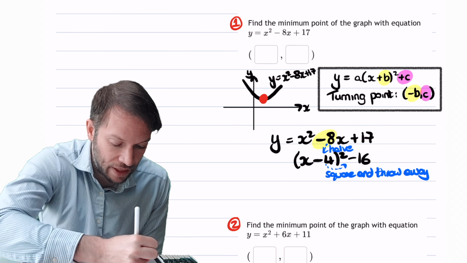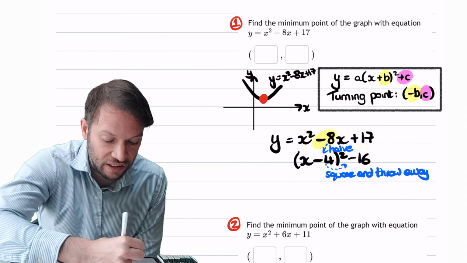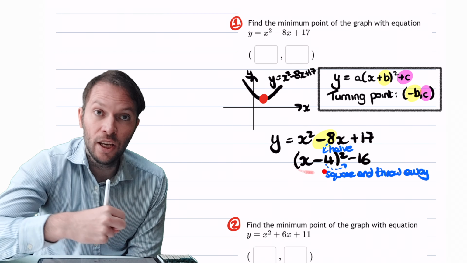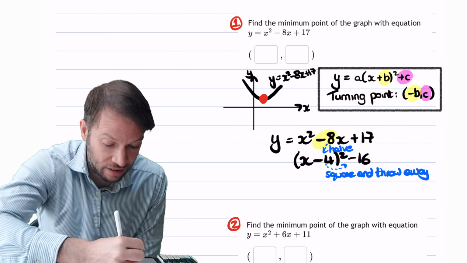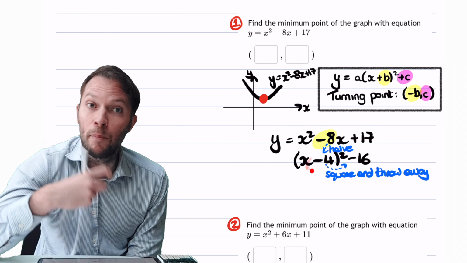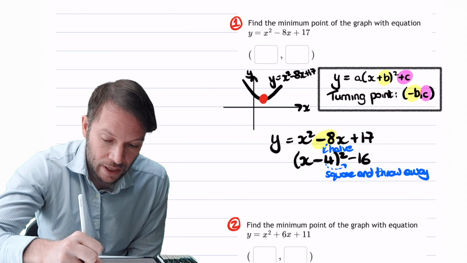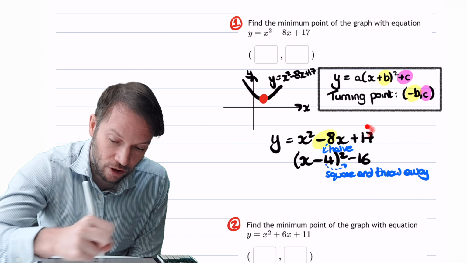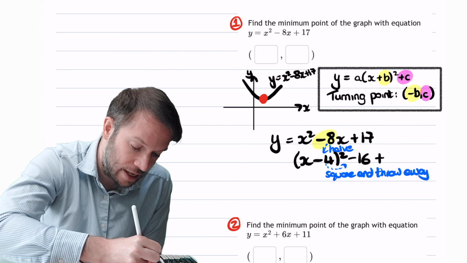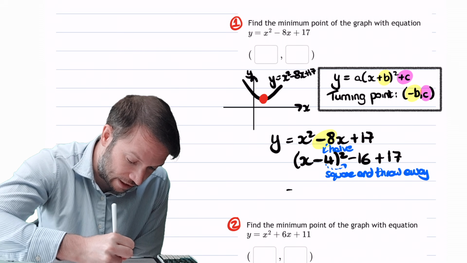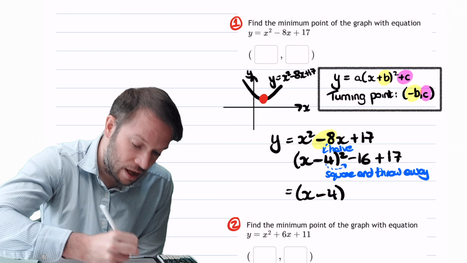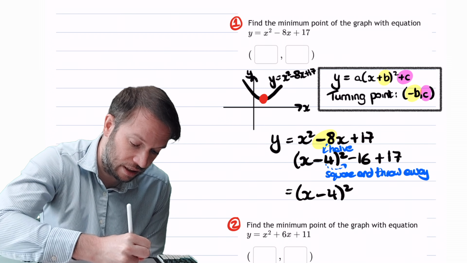And the reason why we have that minus 16 is because if you were to expand out this squared bracket here, you get x squared minus 8x, which you do want, but you'd also get a plus 16 on the end, which we don't want, so we just throw away the 16. And then we still want that 17 on the end, so let's put the plus 17. And if you simplify that, you get x minus 4 squared, and minus 16 plus 17 is plus 1.